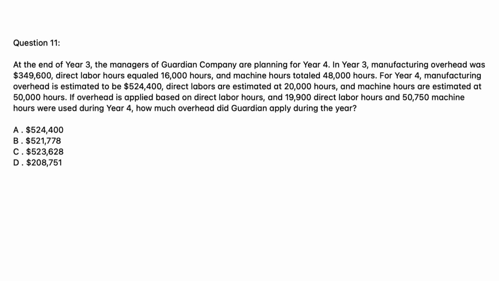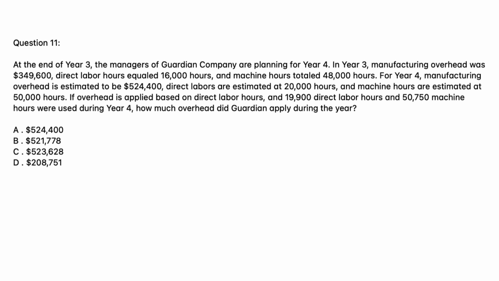Question 11. At the end of Year 3, the managers of Guardian Company are planning for Year 4. In Year 3, manufacturing overhead was $349,600, direct labor hours equaled 16,000 hours, and machine hours totaled 48,000 hours. For Year 4, manufacturing overhead is estimated to be $524,400, direct labor hours are estimated at 20,000 hours, and machine hours are estimated at 50,000 hours. If overhead is applied based on direct labor hours, and 19,900 direct labor hours and 50,750 machine hours were used during Year 4, how much overhead did Guardian apply during the year? A.